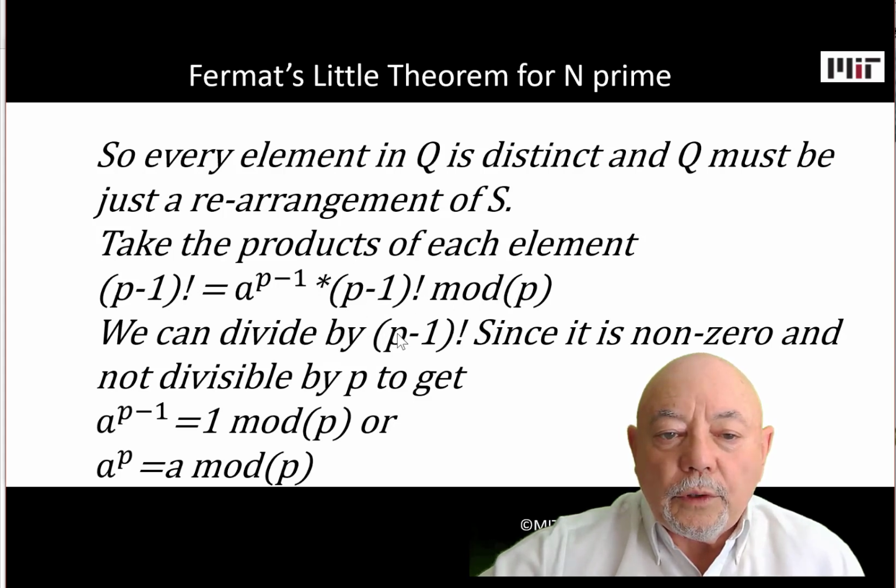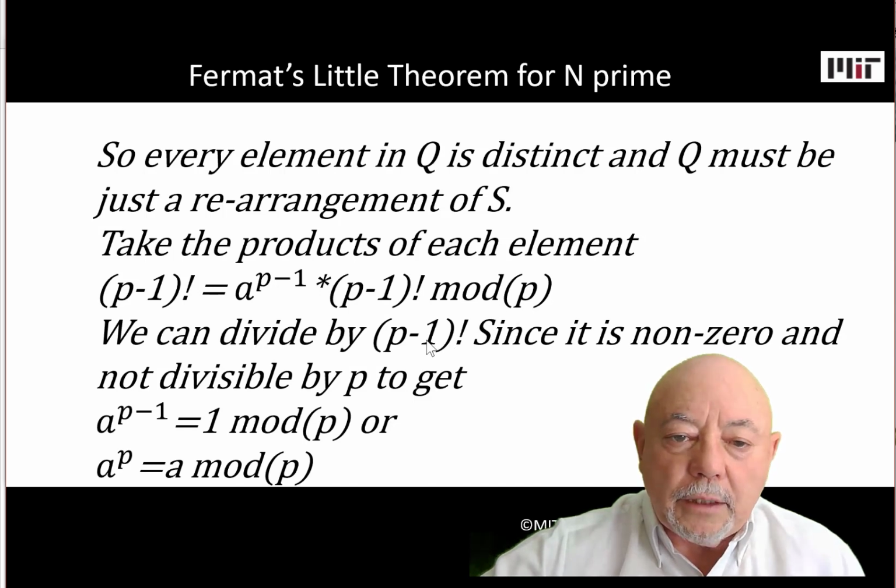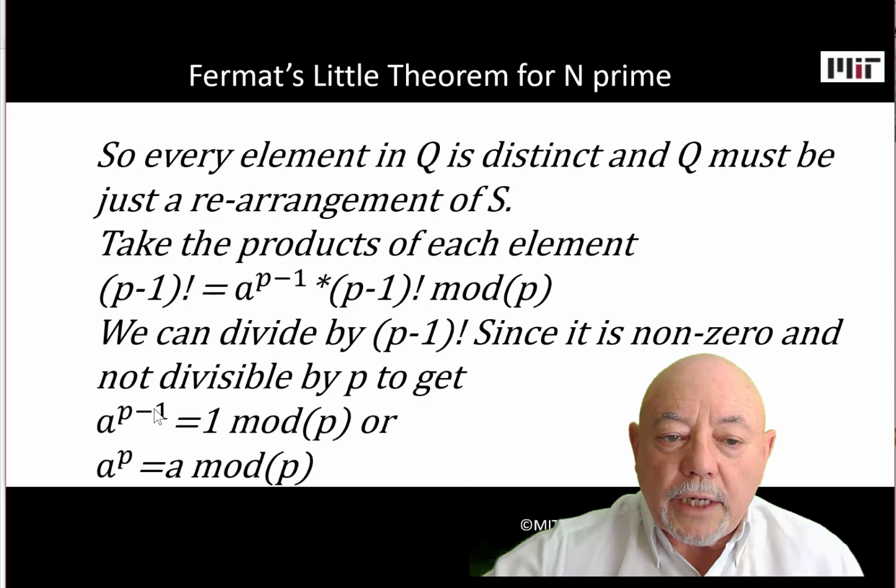Now, we can divide by P minus 1 factorial because we know it's non-zero and it's not divisible by P. So we can divide this side and we can divide this side. So now we get A to the P minus 1 is, in mod arithmetic, 1. And we can express that slightly differently: A to the P is A mod P.